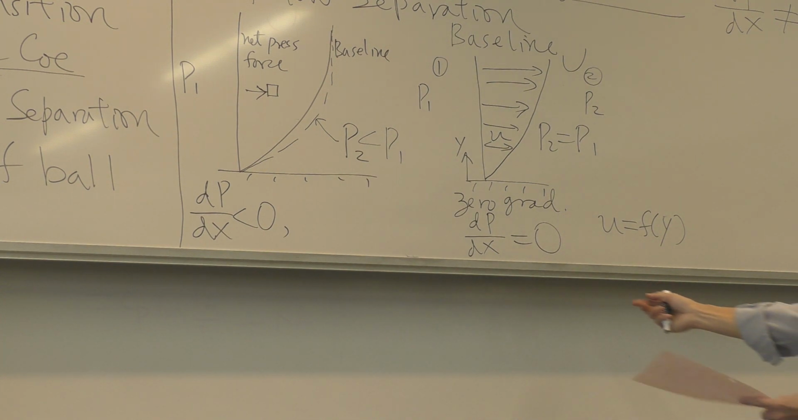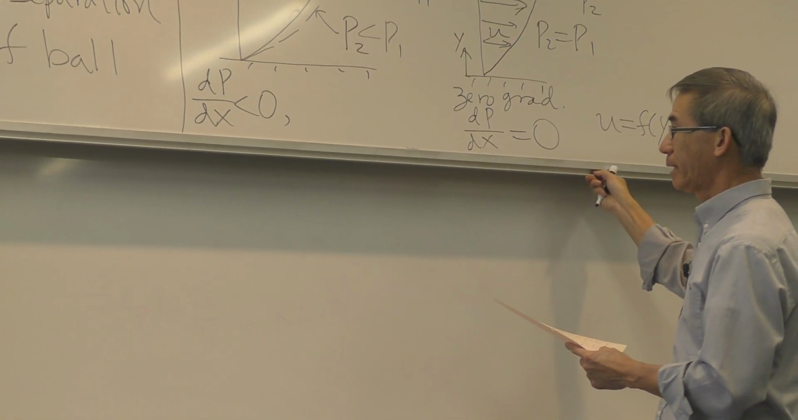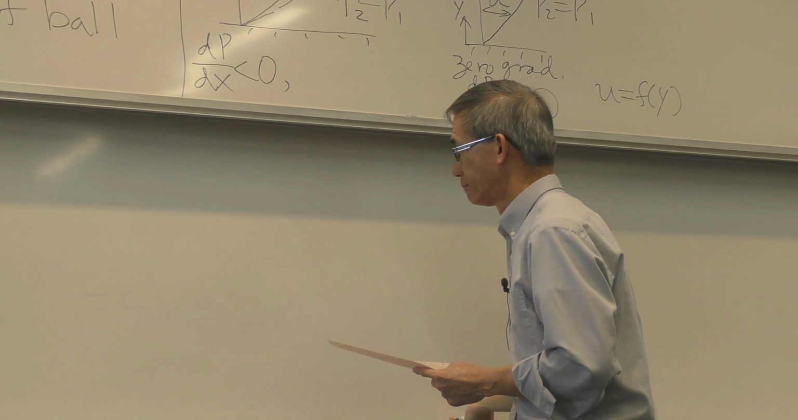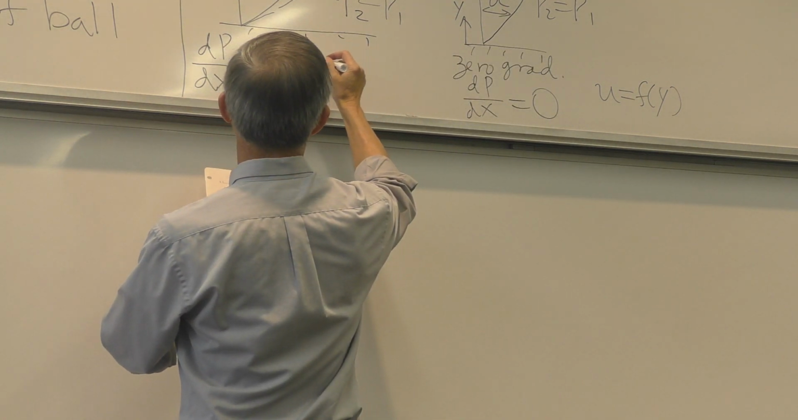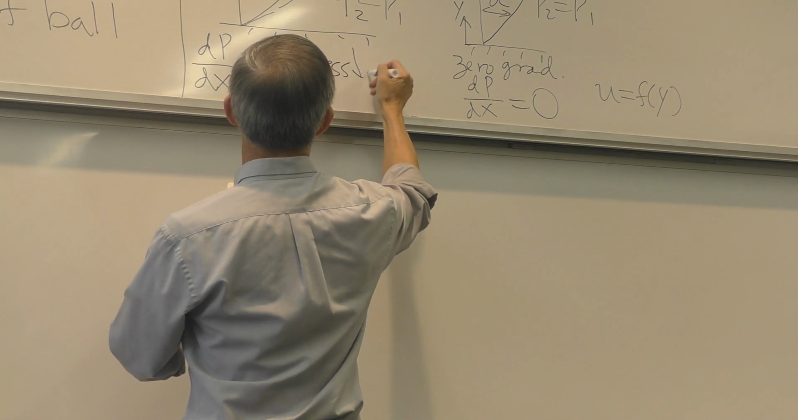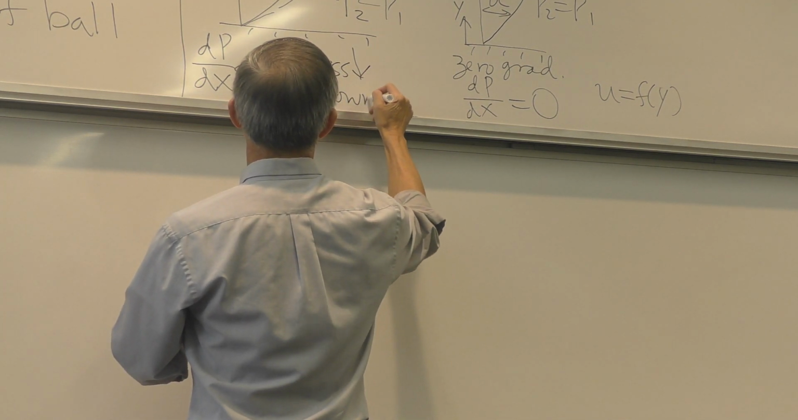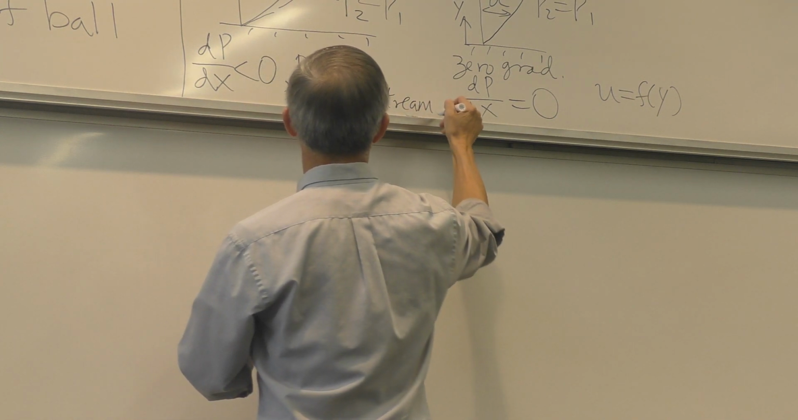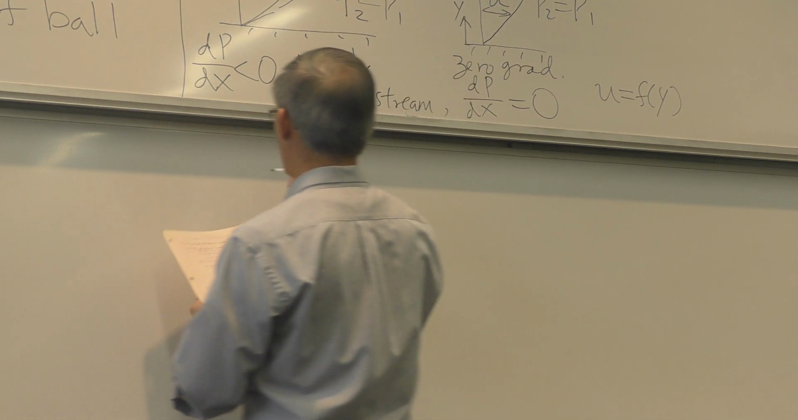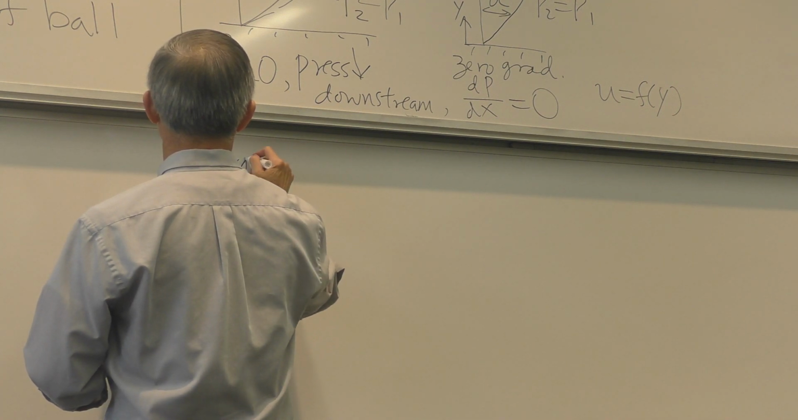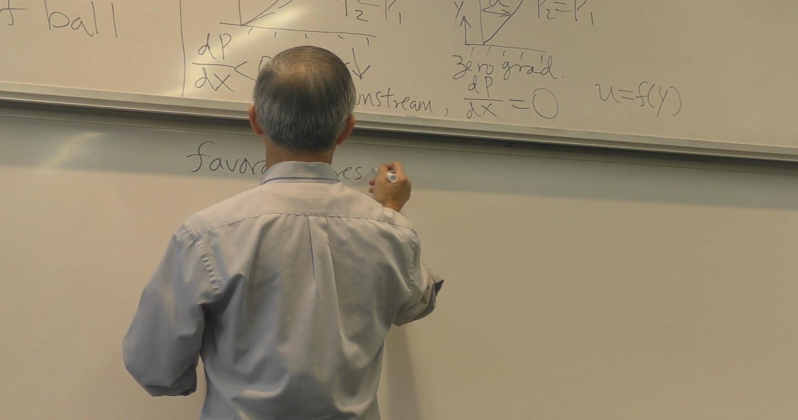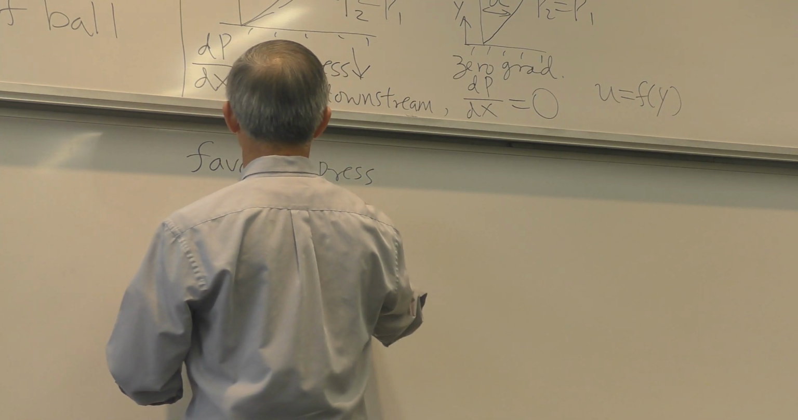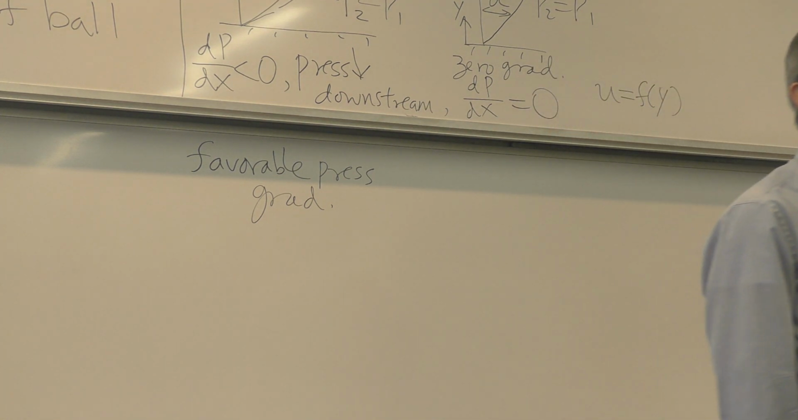We'll give a name to that. First, this represents pressure dropping as I go downstream. And we'll call that, for reasons that become clear later, favorable pressure gradient. Favorable, I mean I like it. It's good, something that I'm happy with.